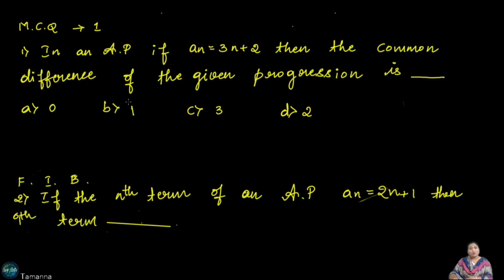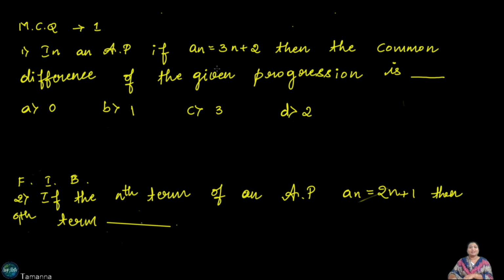Yes students, on the basis of the question pattern, MCQ is there for 1 mark, and fill in the blanks is also there for 1 mark. That is regarding the AN formula, or you have to find A, or find the common difference. This type of problem may be present in a question paper. The first question is given here. In an AP, if AN is equal to 3n plus 2, then the common difference of the given progression is dash. The options are A is 0, B is 1, C is 3 and D is 2.